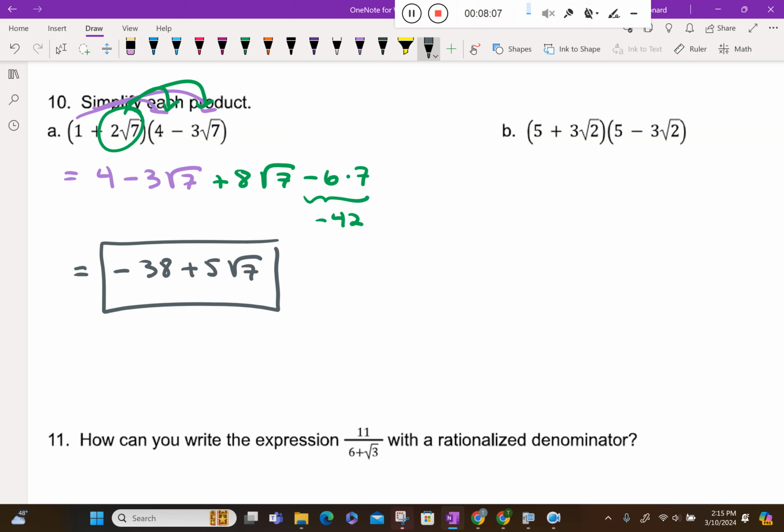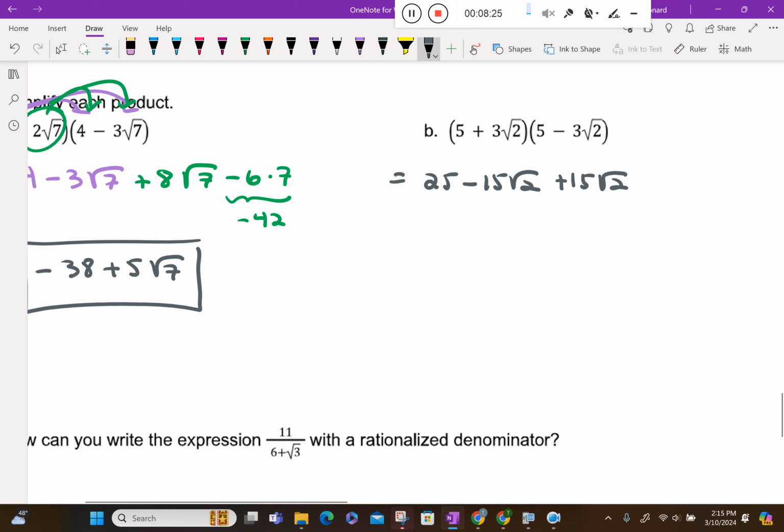Let's do the second part, 10b, the same way. First, we'll distribute the 5. So we have 25 minus 15 root 2. Then we'll distribute the 3 root 2. 3 times 5 is 15 because they're on the outside, and the root 2 doesn't have anything to multiply. Then 3 root 2 times negative 3 root 2. Well, the positive 3 and the negative 3 multiply to make a negative 9. And root 2 times root 2 is 2. So this last term is negative 18.